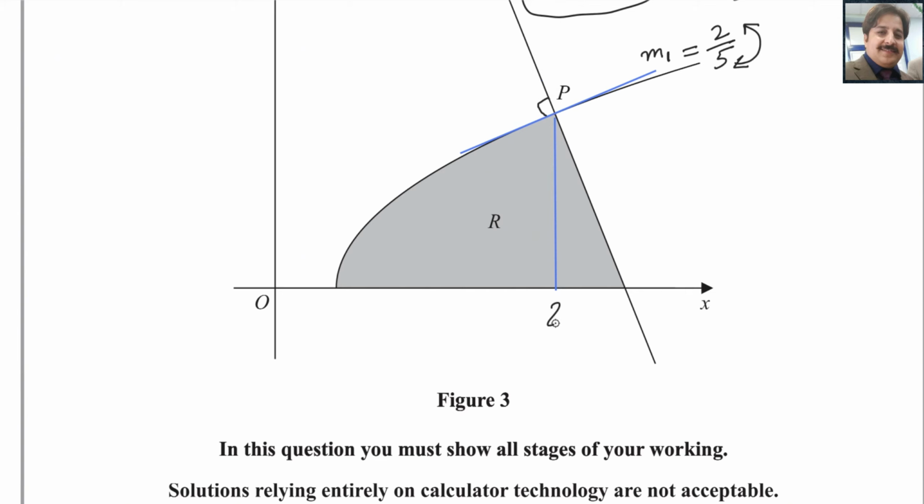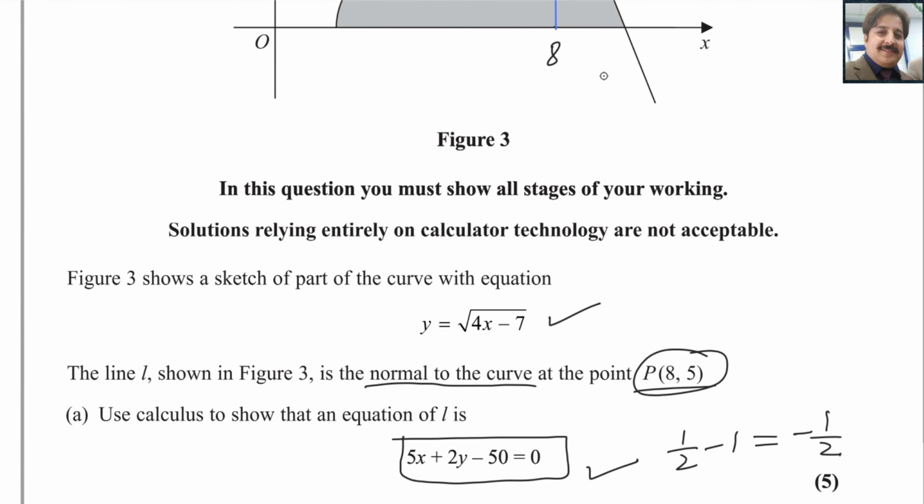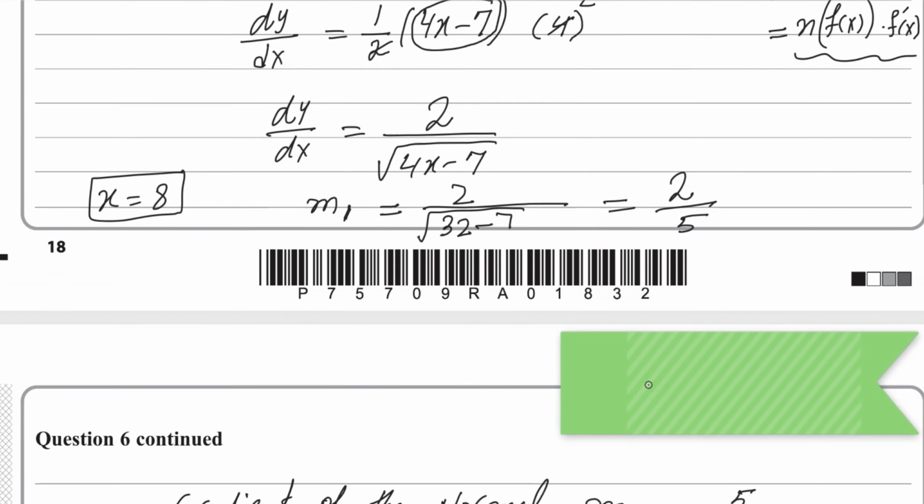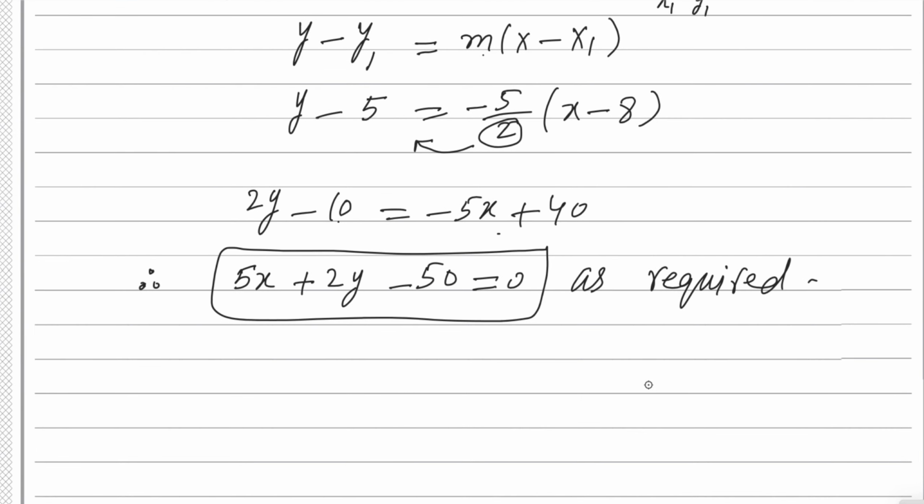The value of x is 8 here, because this point P is 8 and 5. So this value is 8 and here 5. So we can find the area of this right triangle. For that, you have to find the x-intercept of that normal line. To find the x-intercept of the normal line, you should plug in y equals 0 for the second part.